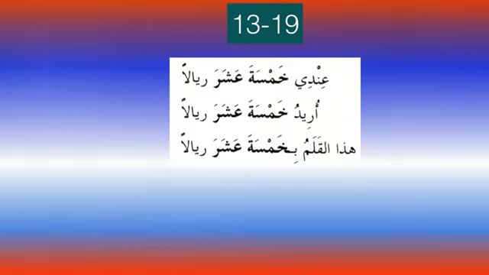So if you bring some examples from 13 to 19, how does it work? So everything remains fatha fatha fatha, and depending on the noun which is being counted, the first number will have a different gender. So عندي خمسة عشر ريالا, أريد خمسة عشر ريالا, and هذا القلم بخمسة عشر ريالا. See here, خمسة خمسة خمسة, it doesn't change. It will remain خمسة all the way, ثلاثة عشر, أربعة عشر. So whatever from 13 to 19, except 12, everything remains mabni.